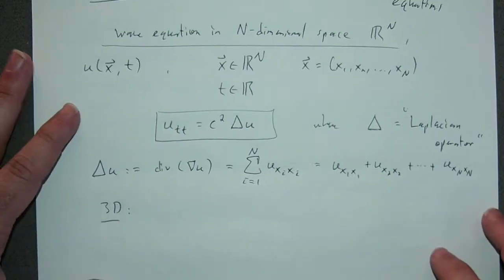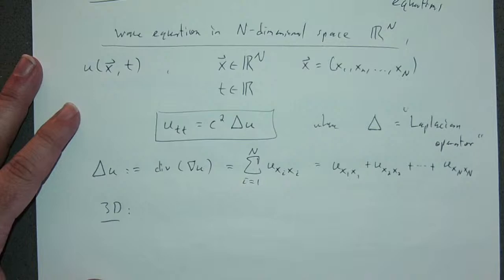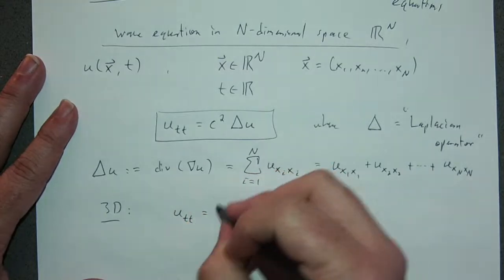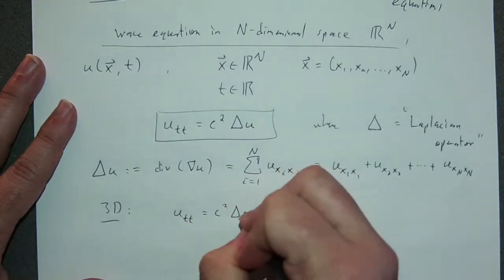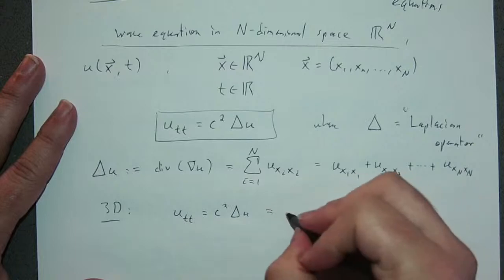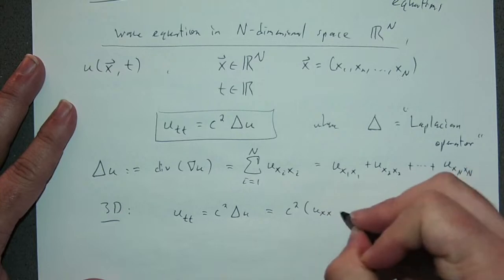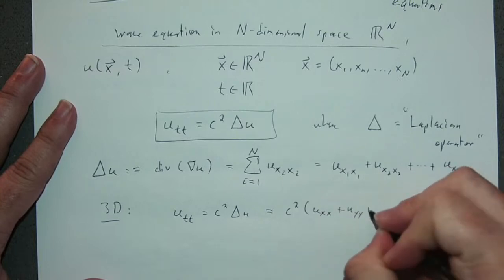So how does this work? The 3D wave equation, what is this, right? It's u_tt = c^2 times the Laplacian of u, but the Laplacian of u here is u_xx + u_yy + u_zz.